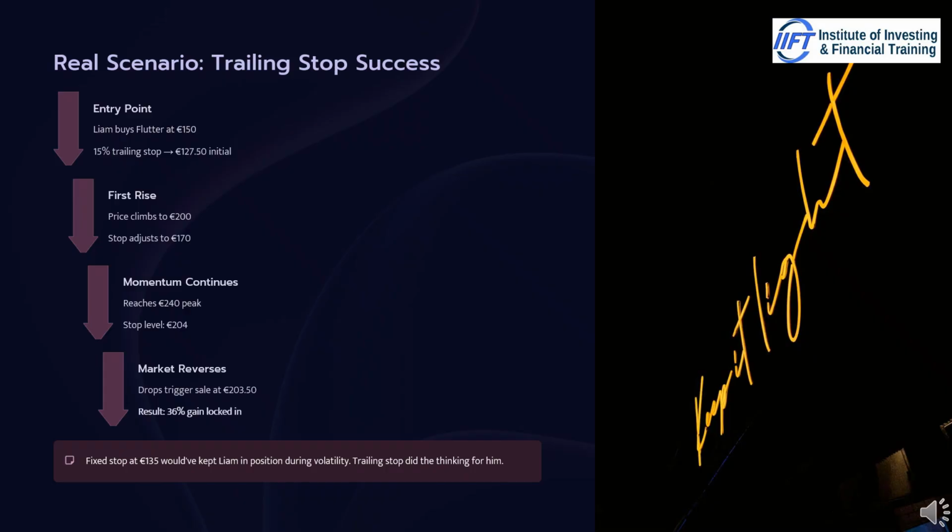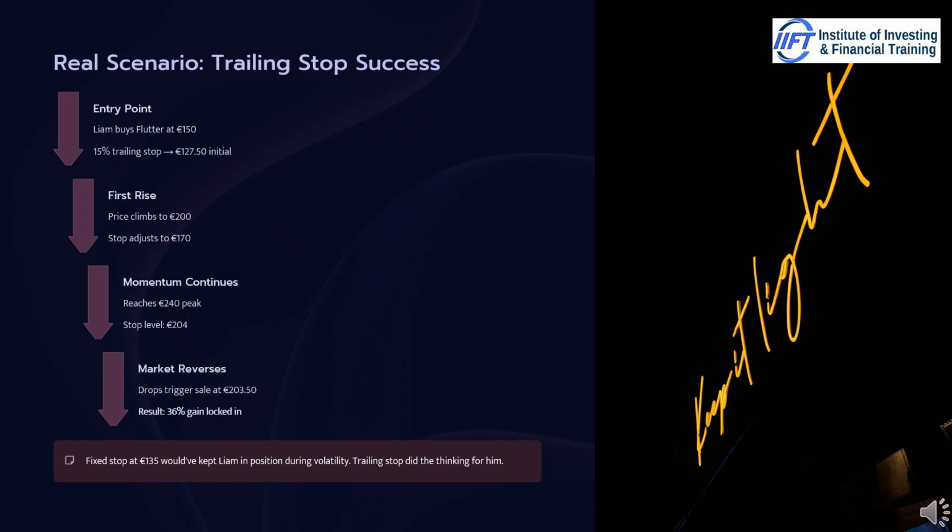Now another scenario would be we've got Liam. He buys Flutter Entertainment at 150 a stock with a 15% trailing stop. Initial stop at 127.50. So once the 127.50 is hit, it becomes a limit order at that point.